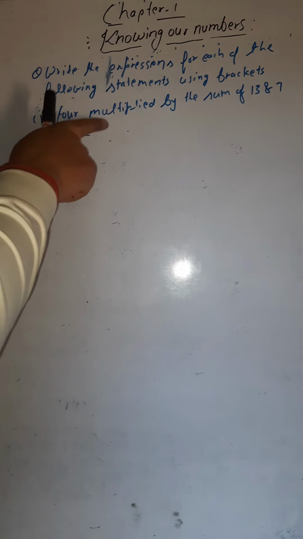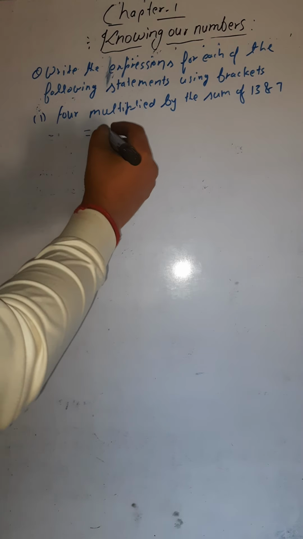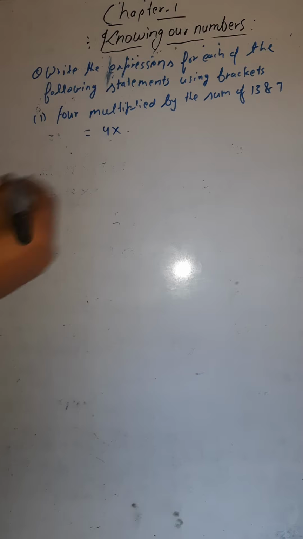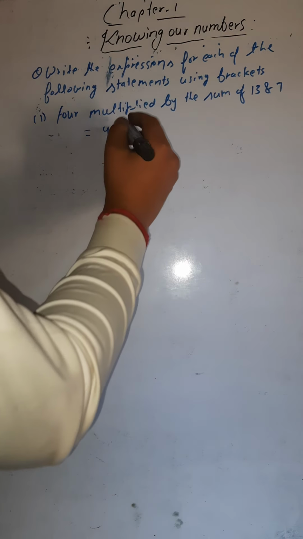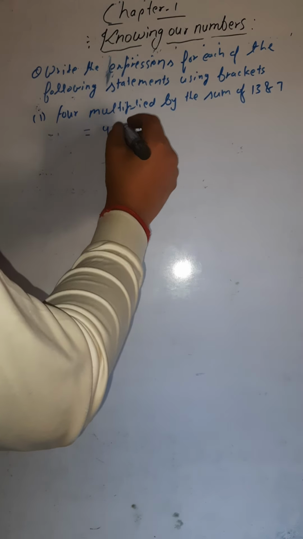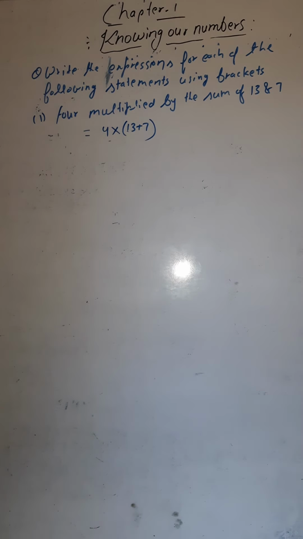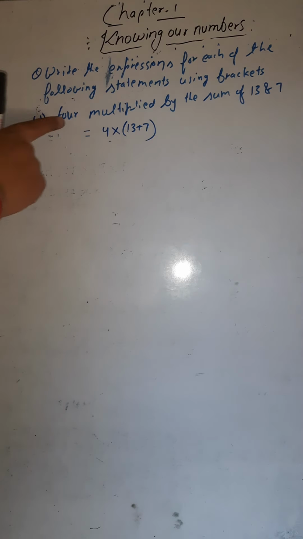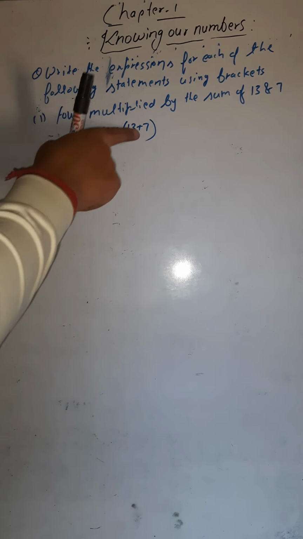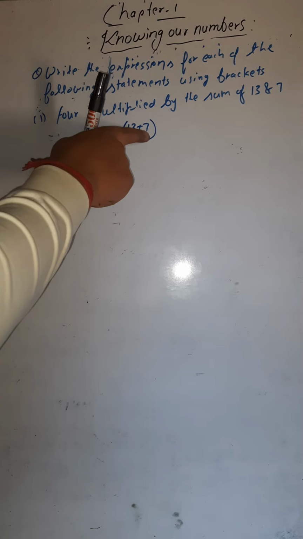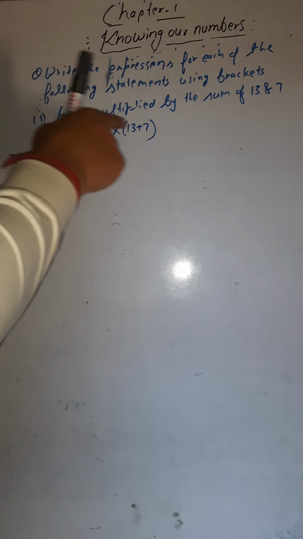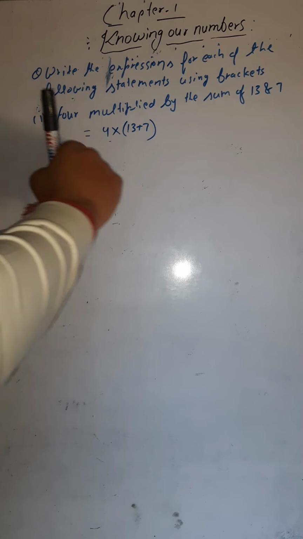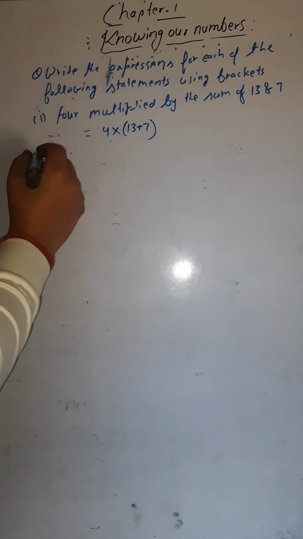Here, 4 multiplied by means this is the number 4. You are just multiplying it by the sum of 13 and 7, so you would write this in a bracket. This is how you would write the expression for this statement: 4 multiplied by the sum of 13 and 7. The sum of 13 and 7 you would write in a bracket and then multiply. Only this is the answer. Do not solve it; only the expression you have to write. Similarly, the next question.